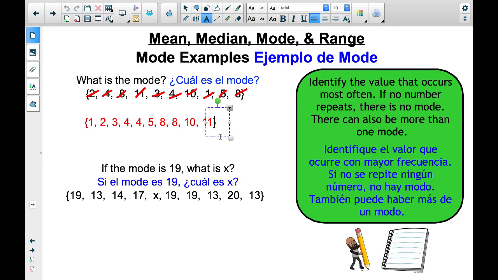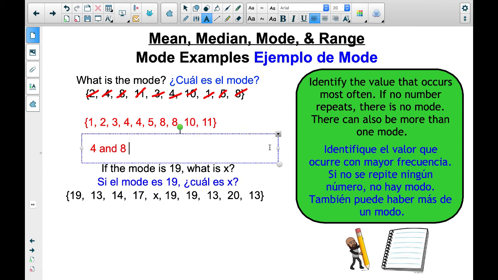All right, now this becomes very easy to see. 4 repeats twice and 8 repeats twice. And that is the most that any number repeats. So 4 and 8 are the modes. This is an example where there are 2 modes.